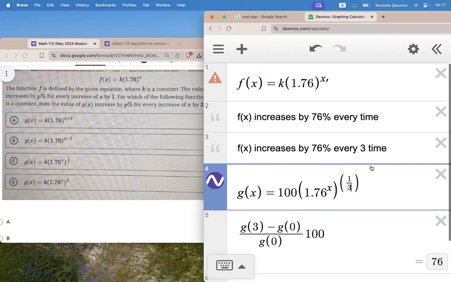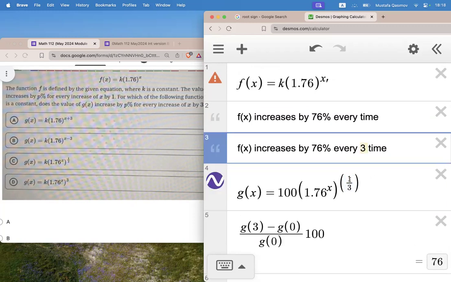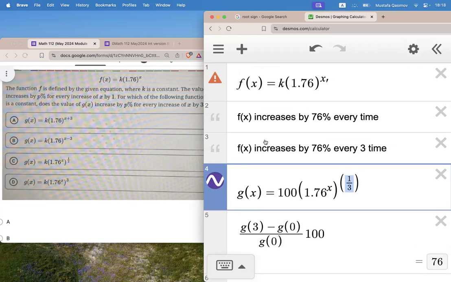Okay, shortly, if it's every 3 times, it is 3 over 1. You have to think of it like that: 1 over this number. So if it is every 3 times, it is 1 over 3. If it is every 1 over 3 time, then it will be 3.